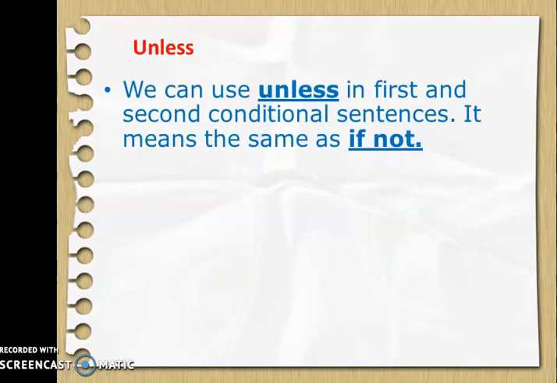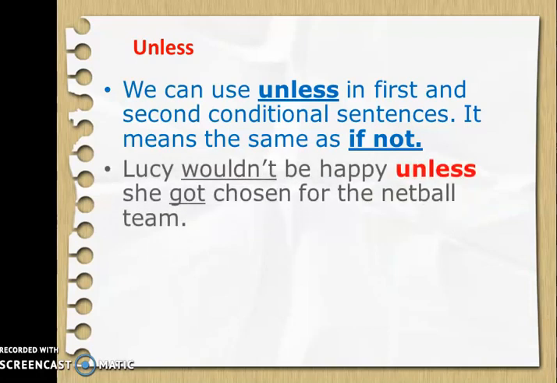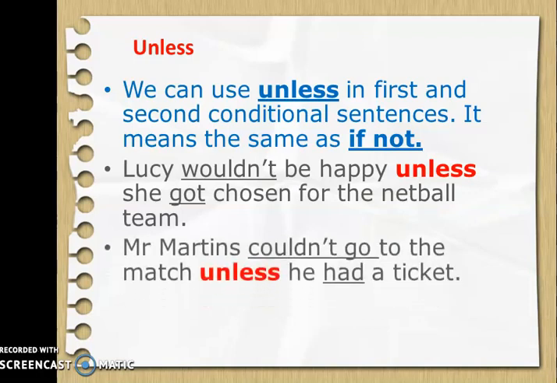Unless. We can use unless in first and second conditional sentences. It means the same as if not. For example, Lucy wouldn't be happy unless she got chosen for the netball team. Mr. Martin couldn't go to the match unless he had a ticket. Unless in Chinese means 除非. I can use if not instead of unless.